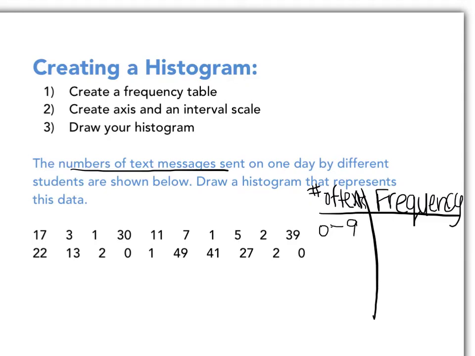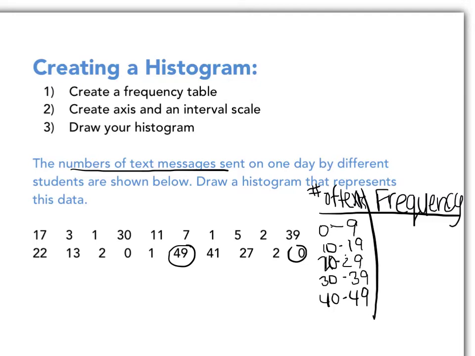You could pick 0 to 4, then go 5 to 9, and then go 10 to 14. It's really up to you. I am doing this range because it looks like we have a pretty big range of numbers from 0 to 49. Then we're going to do 20 to 29, 30 to 39, and then 40 to 49. And now all I have to do is go through and cross out my values that are in those ranges.